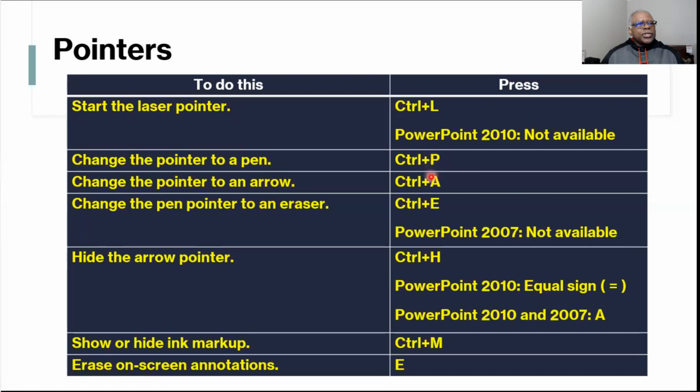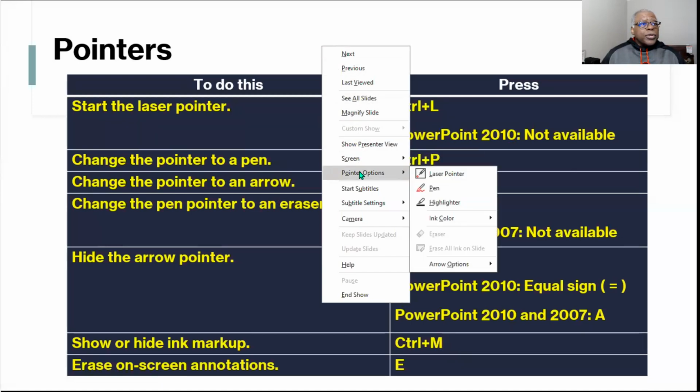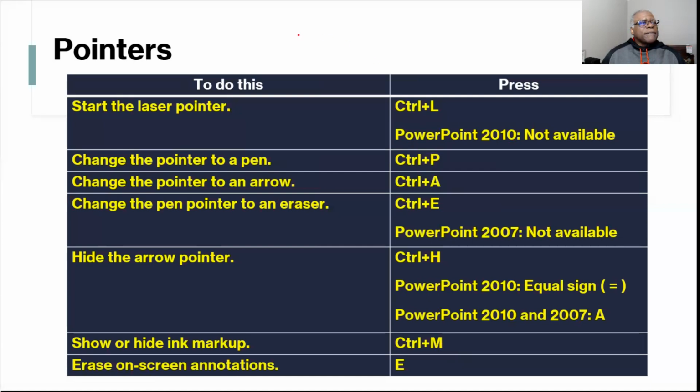Notice this is pointer, arrow, eraser, hide, show markup, Control M. Control M. What it's supposed to do is let me show or hide ink markup. I guess because we haven't done any. What's supposed to happen, you're supposed to be able to write on here. If you go to pointer options, oh, maybe it's just the pen.